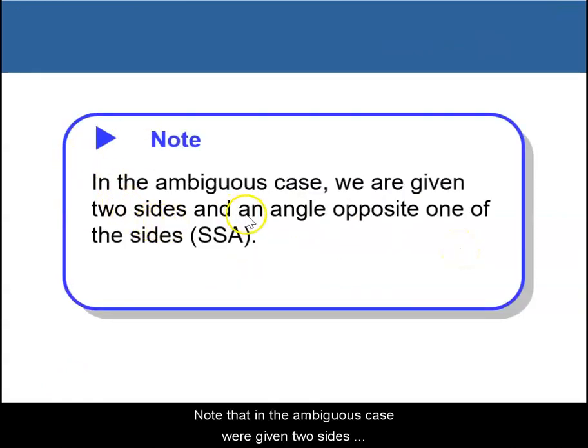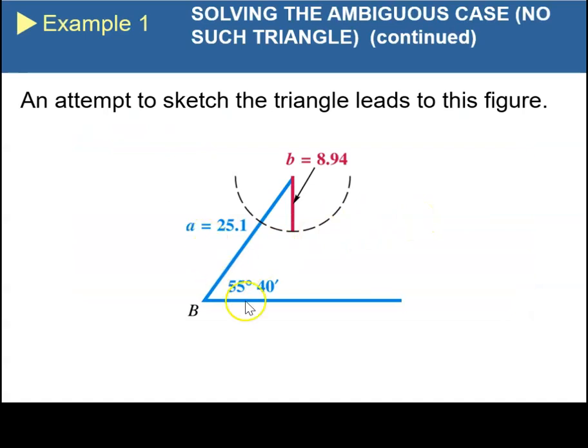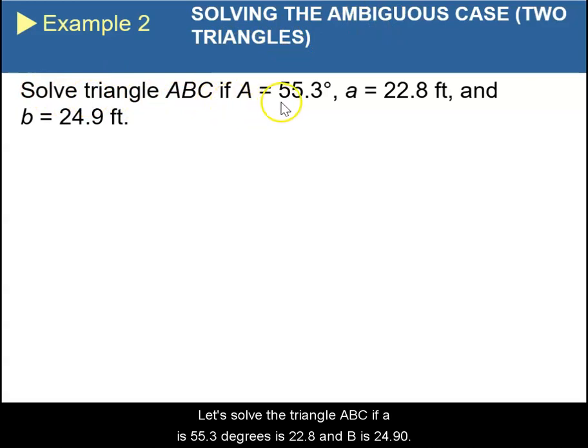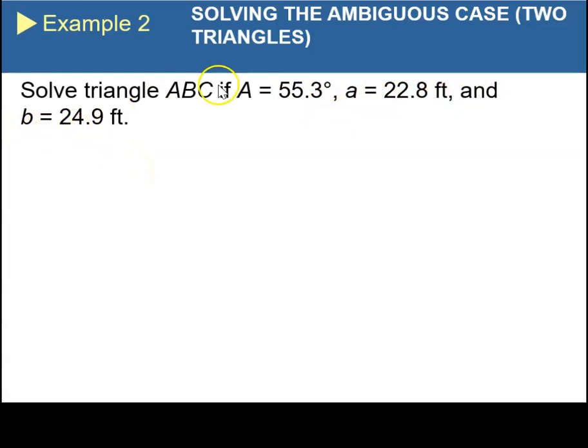Note that in the ambiguous case, we're given two sides and an angle opposite one of the sides, right? So two sides, and one of those sides is opposite the angle, right? Example 2. So let's solve the triangle ABC. If A is 55.3 degrees, a is 22.8 feet, and b is 24.9 feet. So here again we have a and b, so we're going to use sine A over a equals sine B over b.